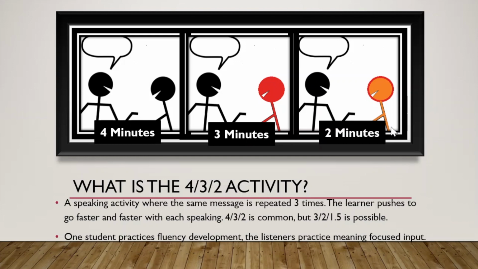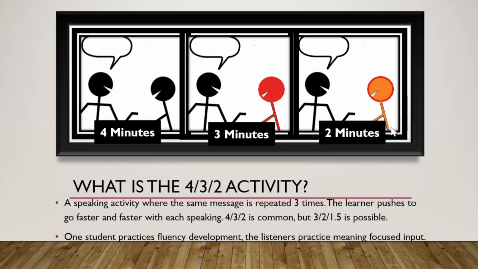If this is a class, this is the same person speaking 3 times, and the same students who listen are also listening 3 times. So the listeners in the class are listening to 3 different people. That means the listeners in this activity are practicing meaning-focused input. They're only hearing something once and they're understanding. The listeners are not supposed to interrupt. The listeners are supposed to look interested.